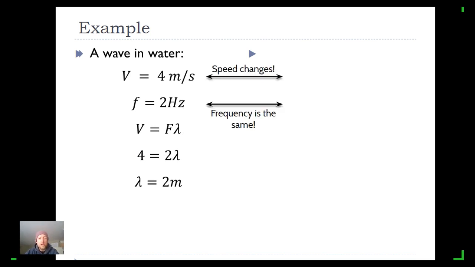So if you're going from water to jello, the speed changes. I don't have this on the PowerPoint, but it goes from 4 to 3 meters per second. And the frequency stays the same, so it stays at 2 hertz. But if the velocity changes from 4 to 3, we know that the wavelength is also going to have to decrease in distance if the frequency must remain the same. And so what ends up happening is that your wavelength is going to be going from 2 to 1.5 if you plug in your values into the formula.